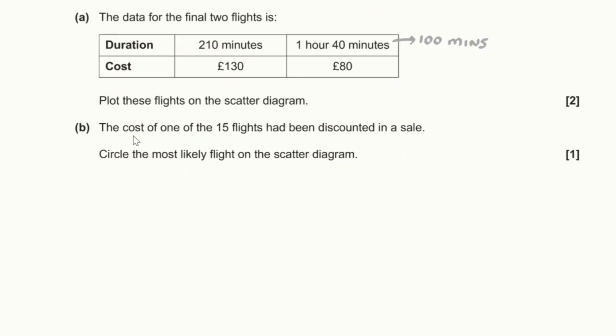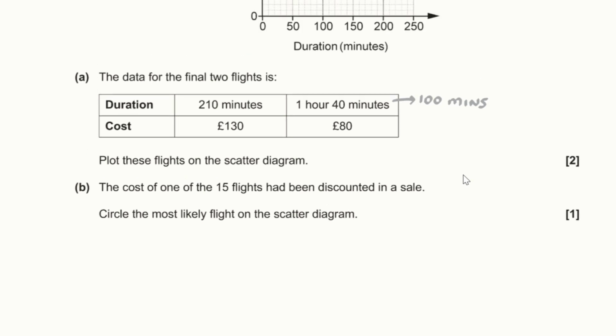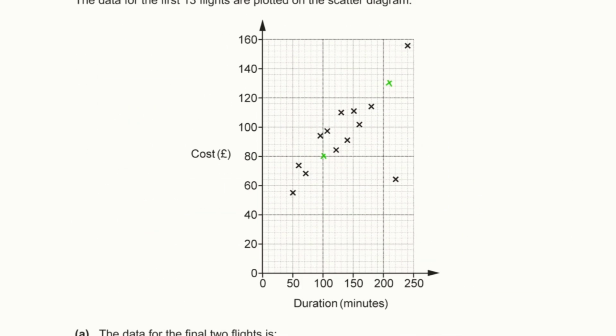Now for part B, the cost of one of the 15 flights has been discounted in a sale. We have to circle the most likely flight on this scatter diagram. We need to circle the outlier. Here is an outlier. It does not follow the general pattern of the rest of the data.